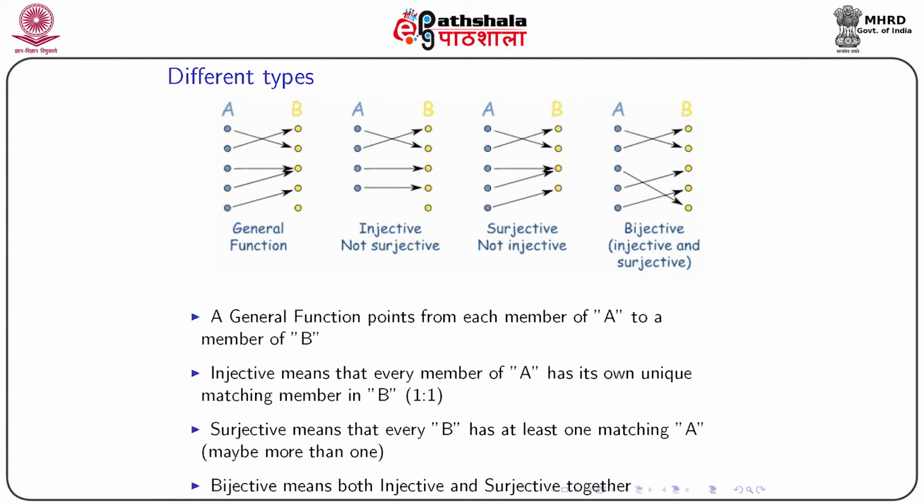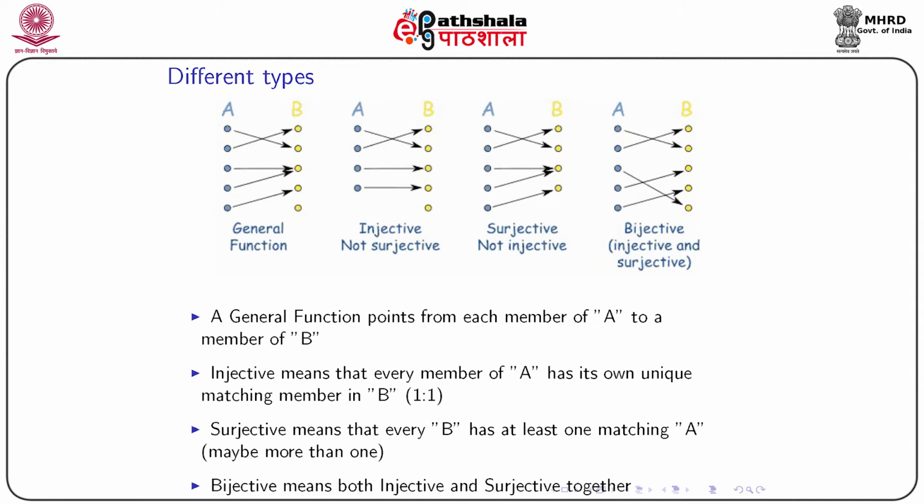We can have a different type of mapping too, that is called surjective. Now what is the definition of a surjective mapping? Surjective means that every B has at least one matching A. That means for each of these B, I will have at least one element which belongs to set A. I can have more than one element. Just see the picture, the third one. The first element corresponds to the second element in set B. The second element of A corresponds to the first element of B. Third and fourth elements of A correspond to the third element of B. That means two elements in A correspond to the same element of B. This sort of mapping is called surjective mapping.